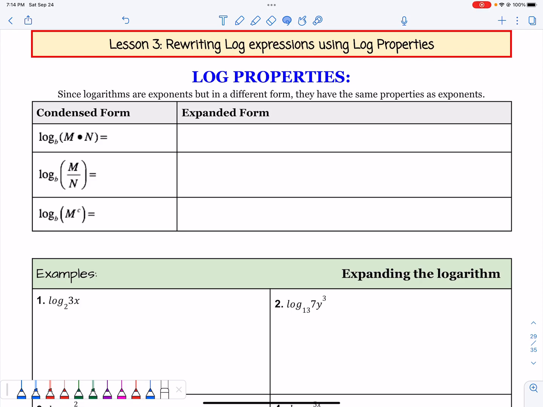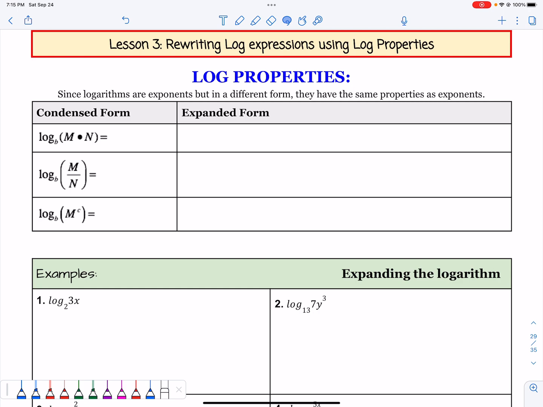In this video, we're going to take a look at rewriting log expressions using log properties. For log properties, there are three main properties. They go along with our properties of exponents because exponential and log are inverses of one another. It would make sense that they coordinate.